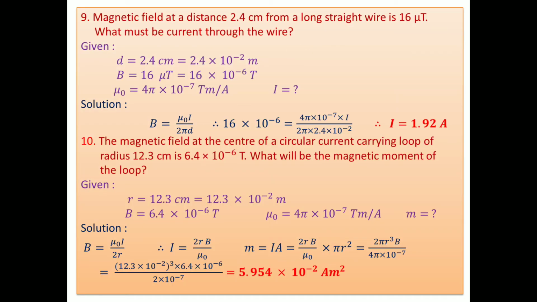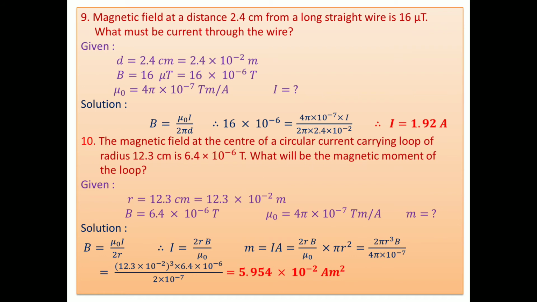Straight problem is there. Again, a similar problem for a straight conductor. Magnetic field at a distance 2.4 centimeter from a long straight wire is 16 micro Tesla. Micro means 10 raised to minus 6 Tesla. What must be the current? Distance of separation is given 2.4 centimeter, means 2.4 into 10 raised to minus 2 meter. B is given 16 micro Tesla, means 16 into 10 raised to minus 6 Tesla. Mu naught is given 4 pi into 10 raised to minus 7 Tesla meter per ampere. Current to be calculated.